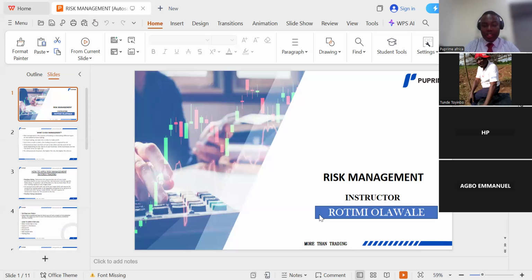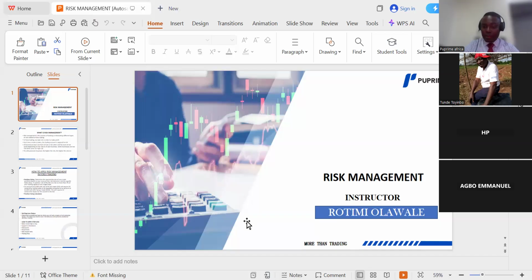So a high level of risk will also bring in a high return, while a low level of risk will bring in a low level of return. And in that class, we looked at different ways we can apply risk management in Forex trading. We looked at position sizing, stop loss, risk reward ratio, diversification, and many others like that. So the essence of today's class is now to go into the practical side of how to apply risk management. That's why we're talking about the strategies that we can use to apply risk management on our trades.